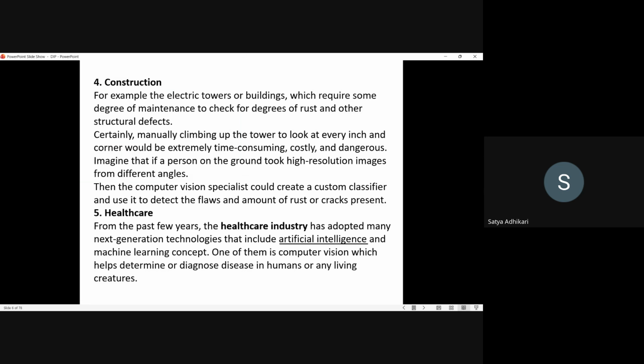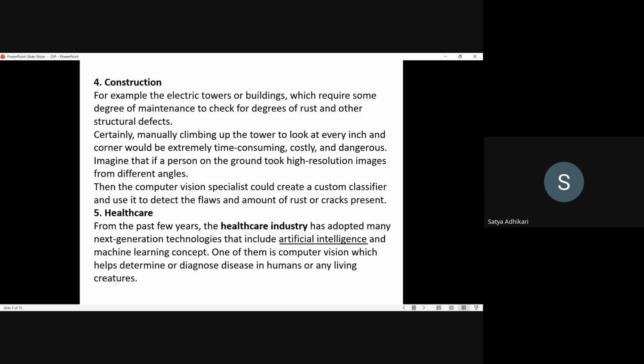Imagine that a person on the ground took high resolution images from different angles, then the computer vision specialist would create a custom classifier and use it to detect the flaws and amount of rust and cracks present. So by using a high resolution camera, a good quality picture is taken, and then the computer vision specialist creates a custom classifier and uses that image to detect the flaws and amount of rust and other defects present in that high tower.